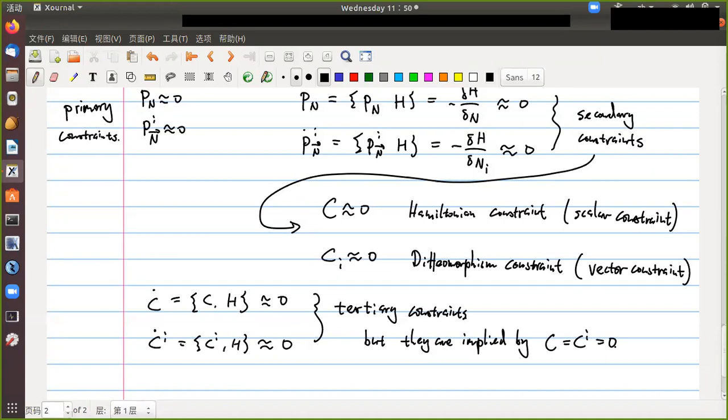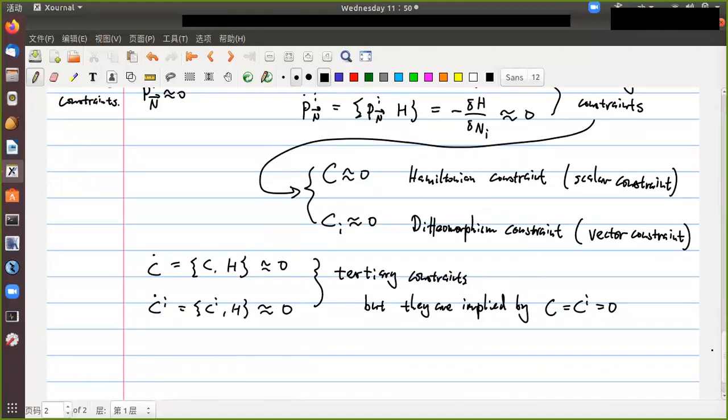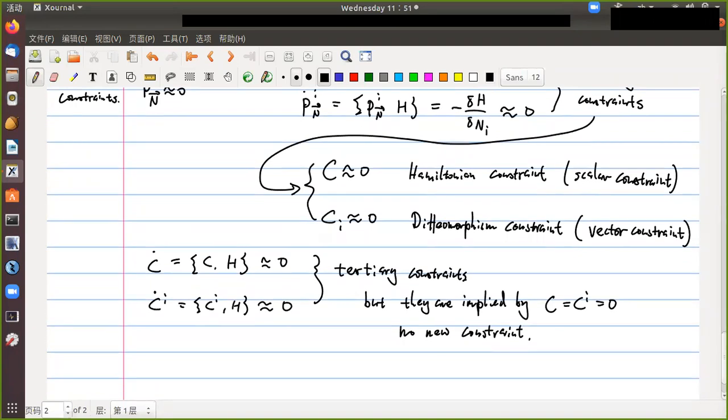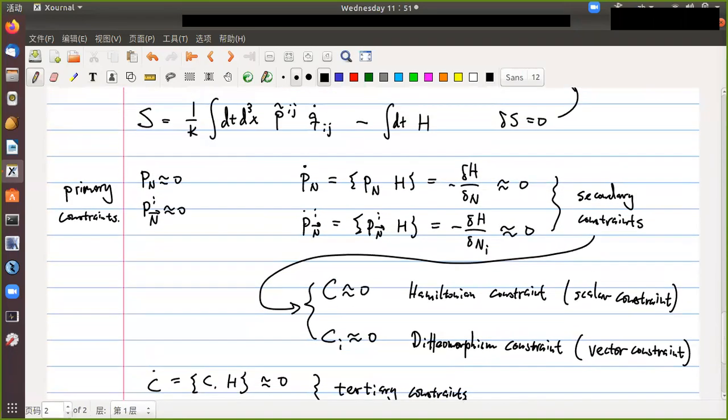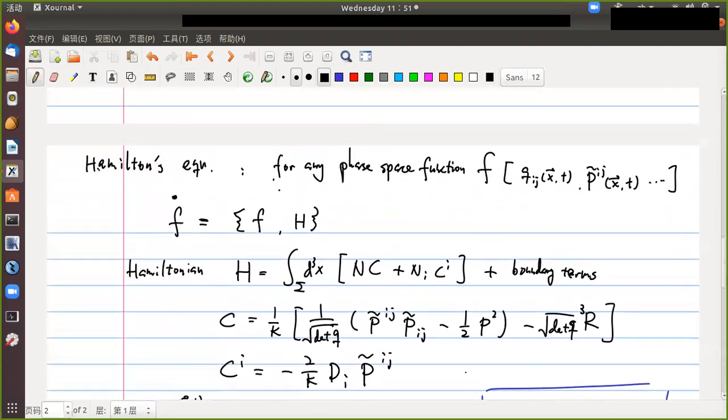There's no tertiary constraint. The reason is that the time evolution consistency of C and Ci is automatically guaranteed. So they are just implied by the existing constraints here. There's no new constraint. Okay. So basically, our canonical analysis finishes. That's all the derivation for the canonical analysis. So here you can roughly get the scheme of canonical analysis.